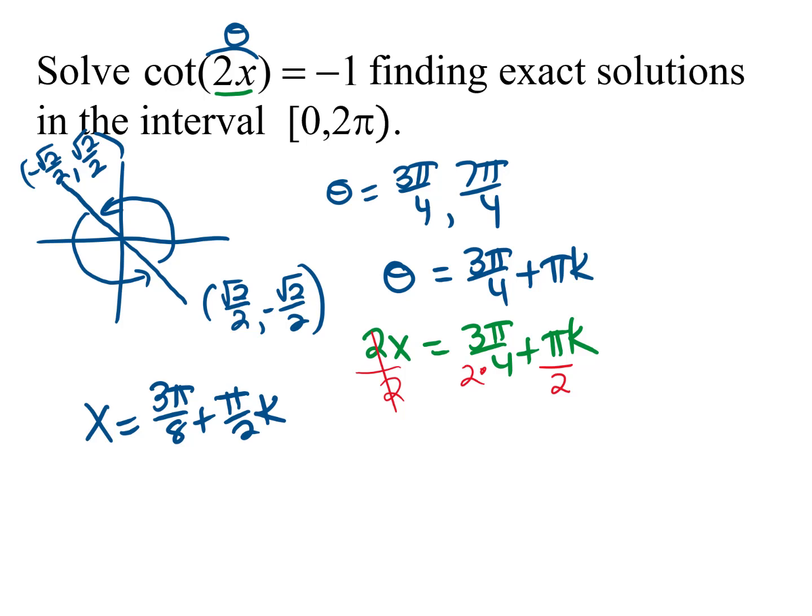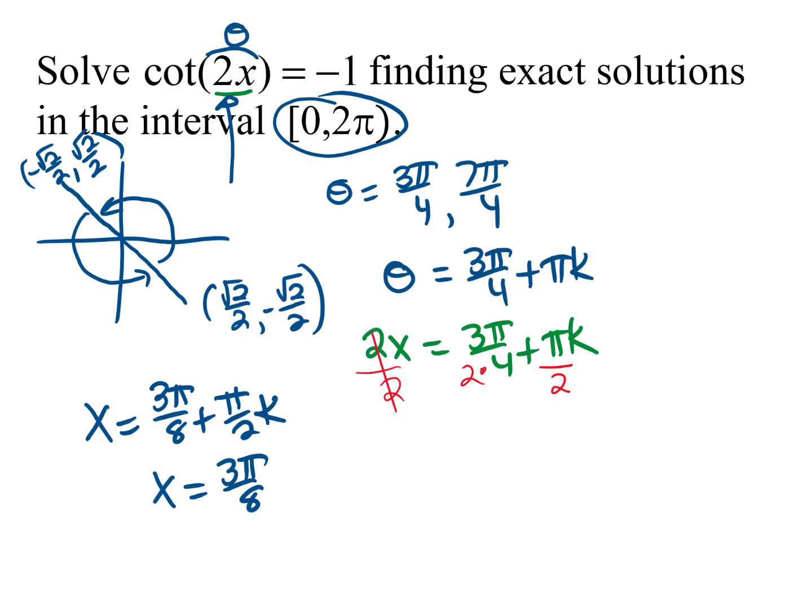And I don't need all solutions. I'm interested in the ones between 0 and 2 pi. Normally around the unit circle, once there'd be 2 solutions, when we put a coefficient in front, that would double those. So we need 4 solutions. The first solution then is going to be 3 pi eighths. That would be when k was 0.